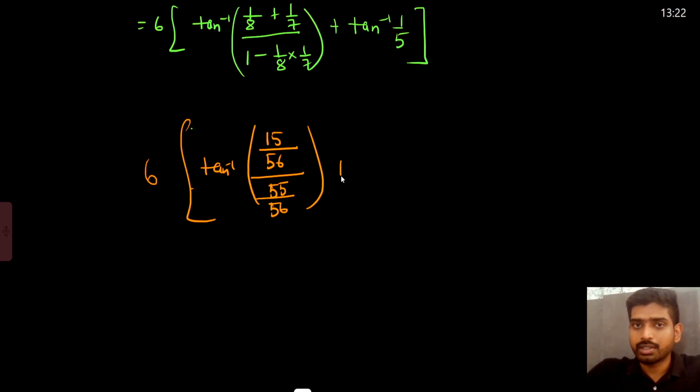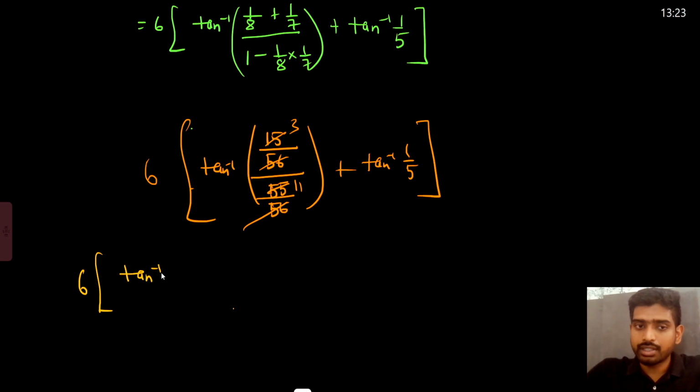Here I have 6 times, plus tan inverse 1 by 5. So if we cancel, the 56 gets cancelled. Here 5 3s are 15, and 5 11s are 55. Now next, here we got 6 times of tan inverse 3 by 11 plus tan inverse 1 by 5.